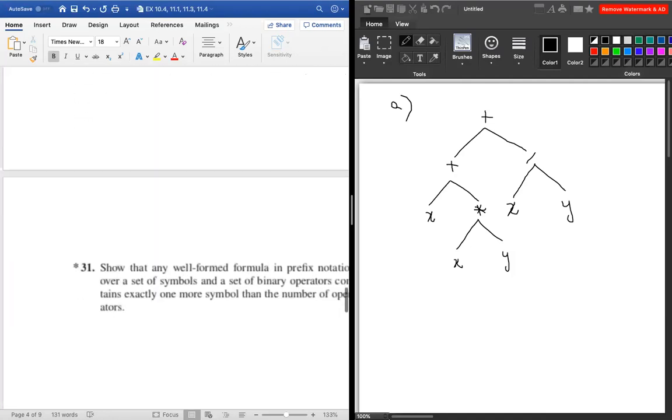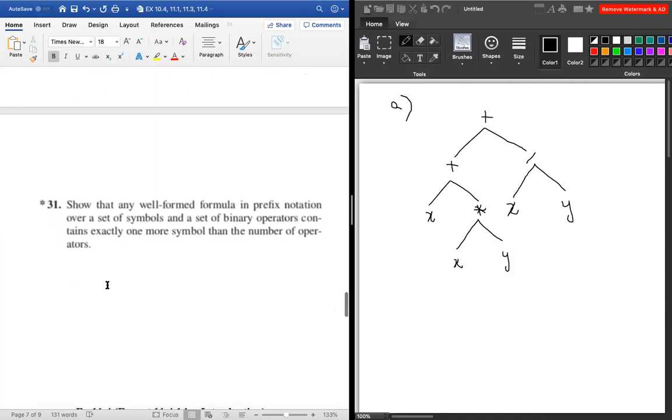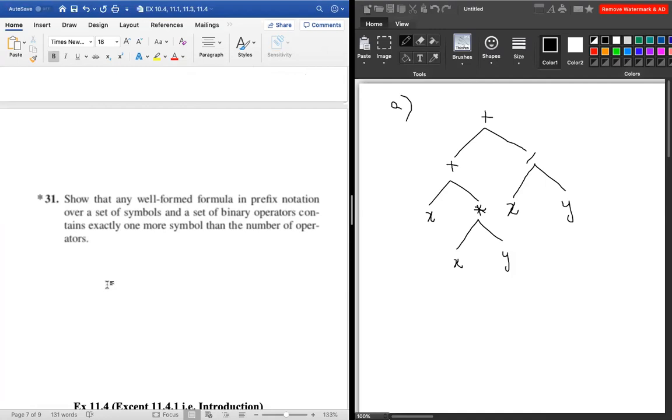So we have here: show that any well-formed formula in prefix notation over a set of symbols and a set of binary operators contains exactly one more symbol than the number of operators. We can prove this statement using mathematical induction. So let's do that. Prove by mathematical induction.